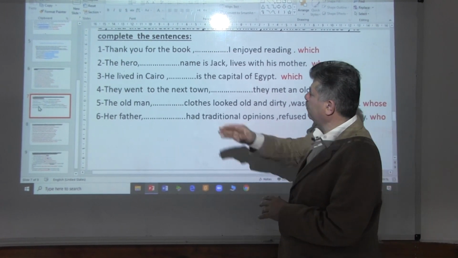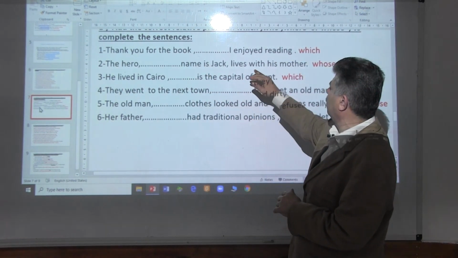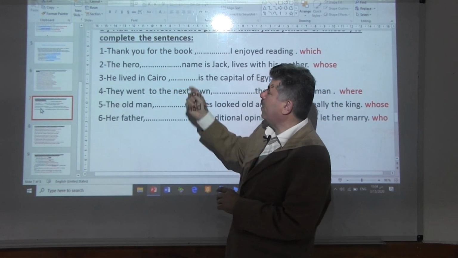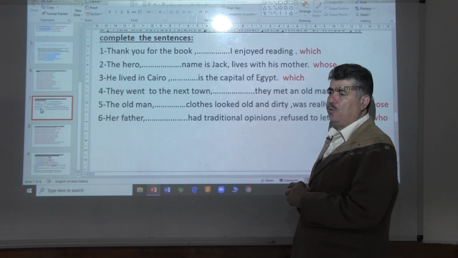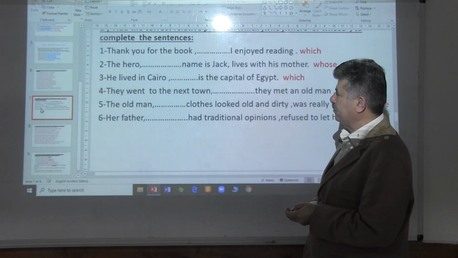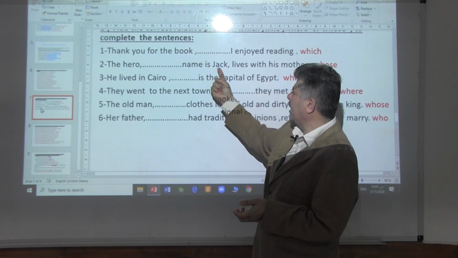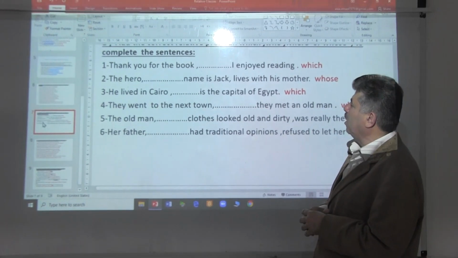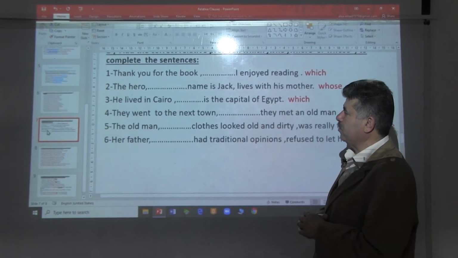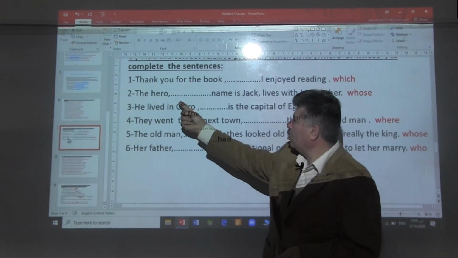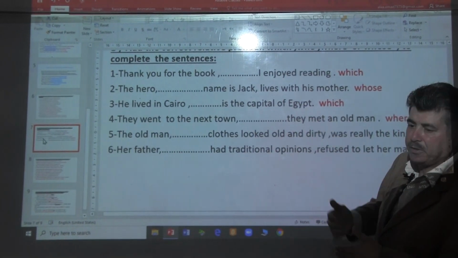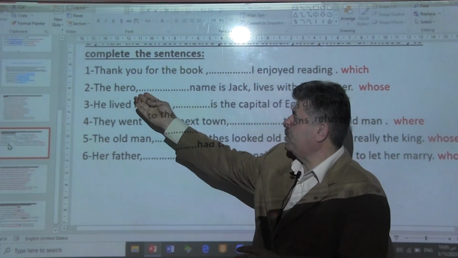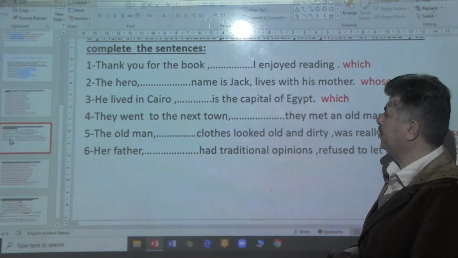Number 2, the hero, comma, space, name is Jack, lives with his mother. Here, this space is followed by a noun. When it is followed by a noun, we are talking about a possessive. Whose name is Jack, lives with his mother. I can also delete or take out this relative clause because it's a non-defining relative clause. If we say the hero lives with his mother, the sentence is clear and it's not missing anything. So this information between the commas is just extra information.